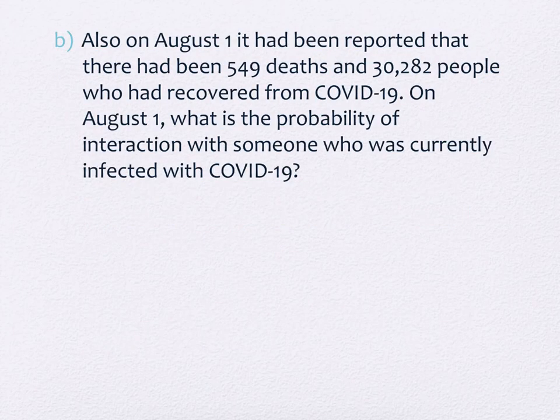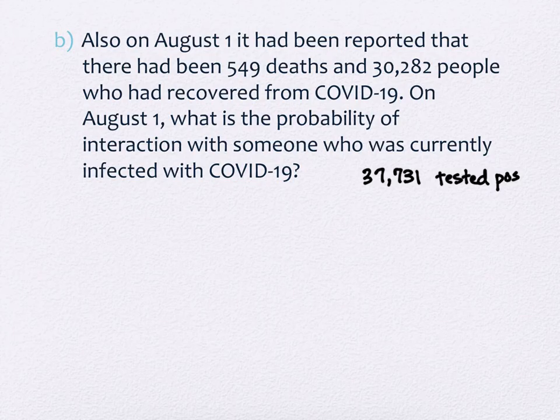All right, let's take a look at one more of these. Also, on August 1st, it had been reported that there had been 549 deaths in the state of Oklahoma, and there were 30,282 people who had recovered. Remember, there were 37,731 who had tested positive. And there were 2 outcomes, right? You either made it through to the other side of recovery or you passed away.